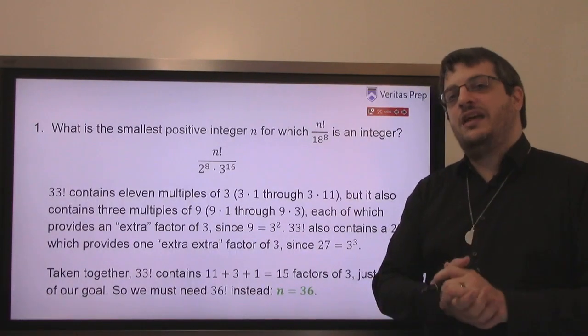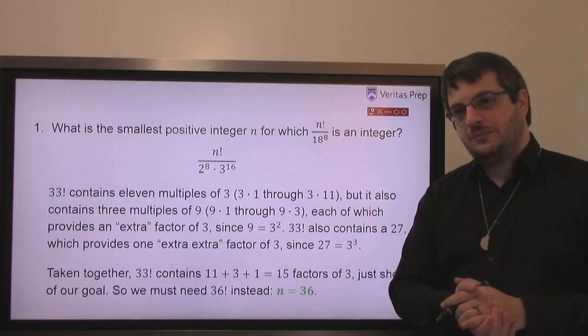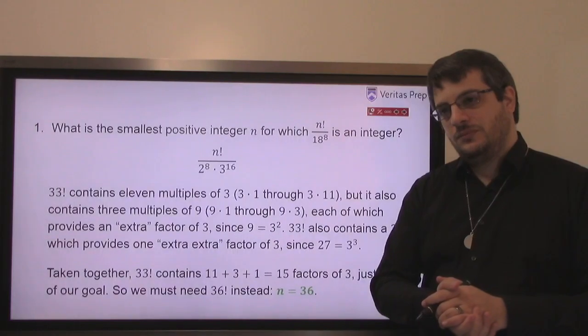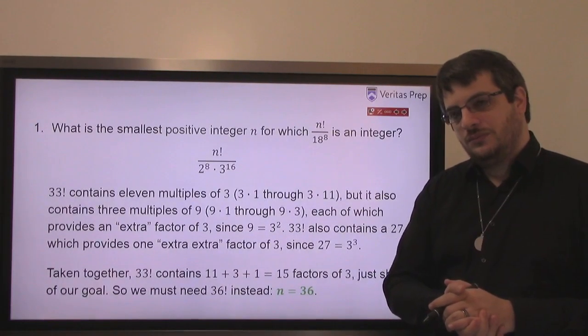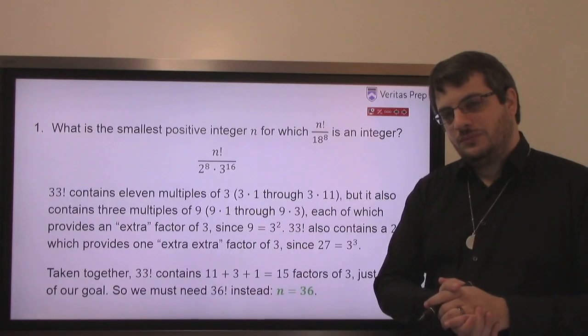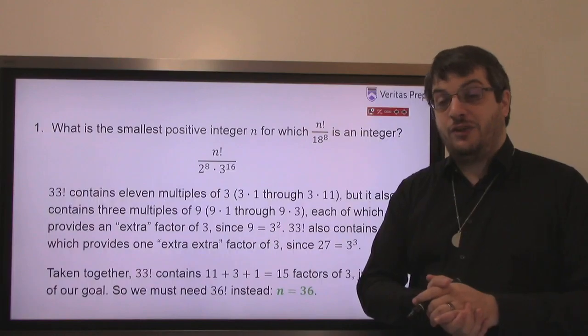So what do you guys think of that? Does that approach make sense for this problem? Do you see how we got our 16 3s for the first time from 36?